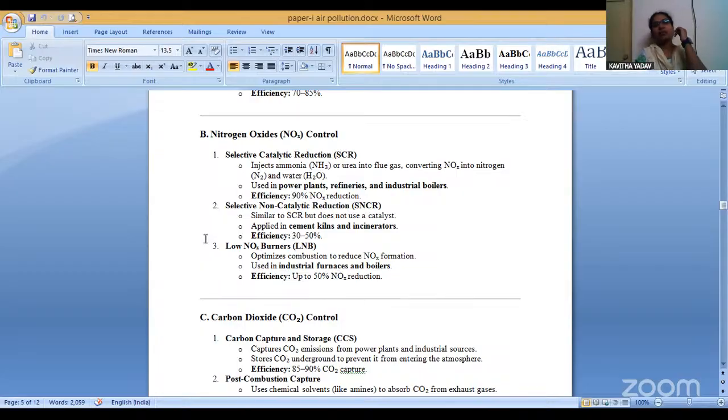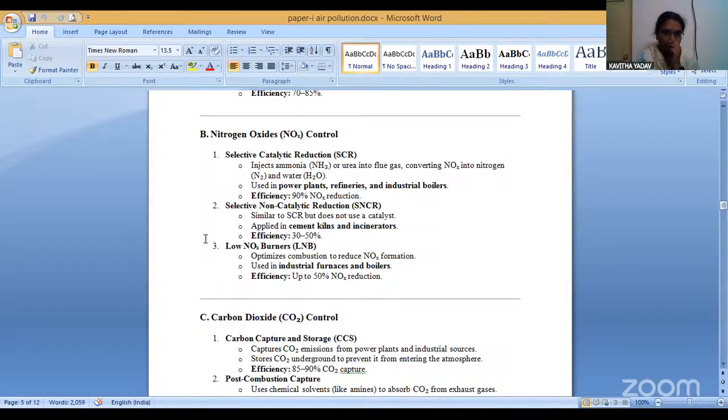The selective injection of ammonia or urea into the flue gas can convert the nitrogen oxides into separate molecules, water and nitrogen. It is very helpful in power plants, refineries, and industrial boilers, with up to 90% efficiency in removing nitrogen oxides.